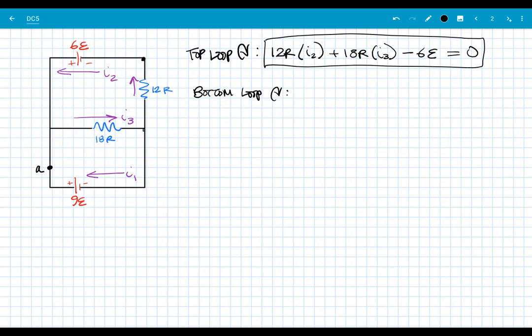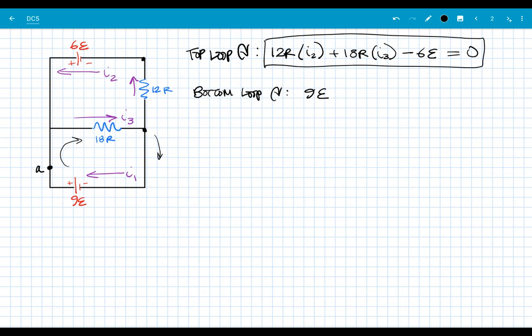Again, I'm going to start from the upper right-hand corner, and I'll traverse this way around the loop. I pass through the 9E battery, and I go from low to high in that battery, so I have a gain of 9E. Then I come around and go through the 18R resistor, and now I'm going with the current, so I'm going from high to low. If I go with the current, it's a drop. And again, it doesn't matter if you're right. For this method, you just have to be consistent and follow the rules.